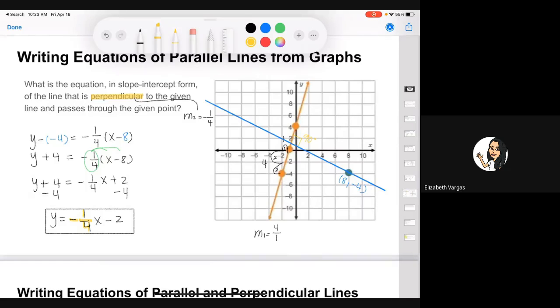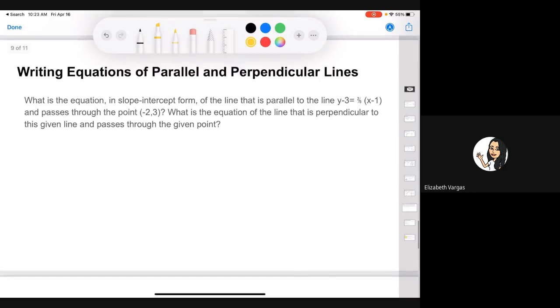Okay, questions, concerns? So basically, you're doing the same thing as solving for parallel lines, but because it's perpendicular, you need to find the negative reciprocal slope. You're not just going to plug in the slope that you're given. Okay. So let's kind of put this together.